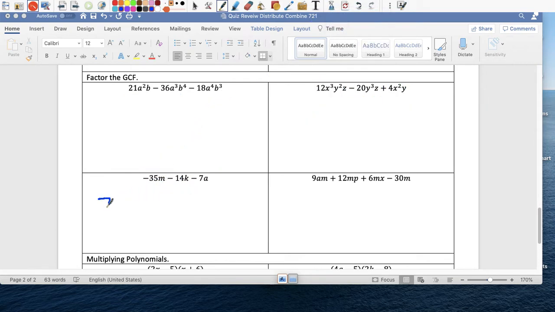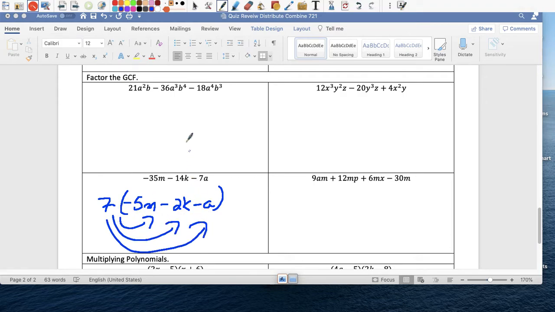Here you can pull out a negative 7 if you like. It's up to you. Is there anything in common? Absolutely not. So 35 divided by 7 is 5, negative 5. And we need the variable m, right? Minus 2k minus a. So again, do the distributive property and make sure that when you multiply, you get this particular expression.